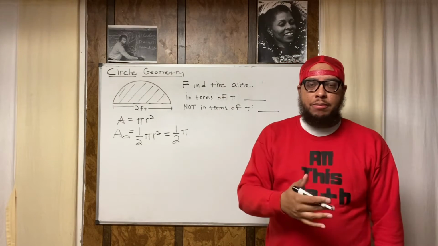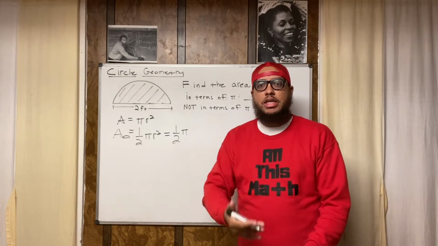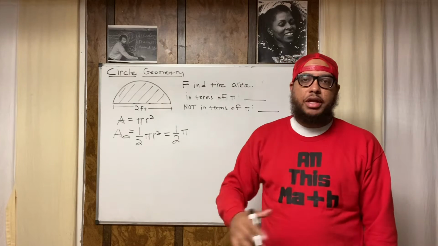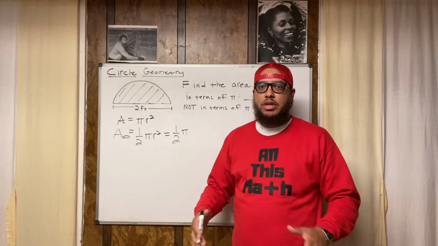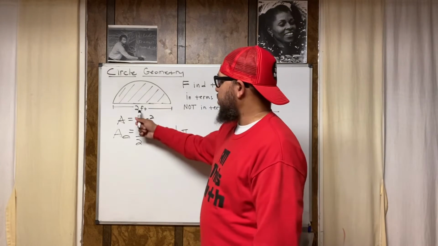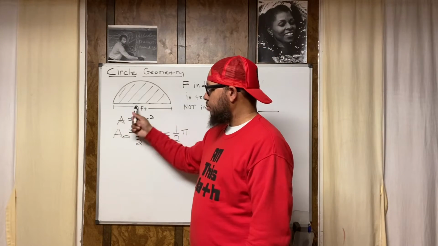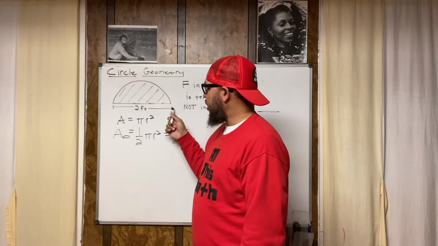So if you know that, then you also know that the radius is always half of the diameter, no matter what. So this is my diameter, 2 feet, from one edge of the circle to the other edge of the circle.